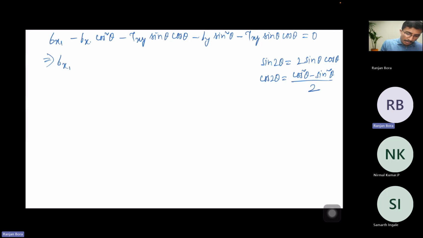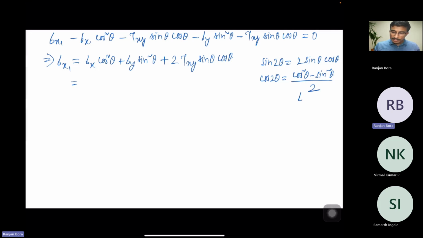So here we will use sigma x1 equal to sigma x cos square theta plus sigma y sin square theta plus tau xy sin theta cos theta. From this equation we need to substitute the cos square theta in terms of cos 2 theta. So what is cos 2 theta?